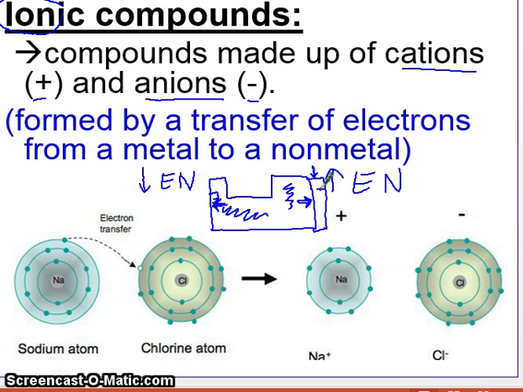And so the picture you see here is sodium. Sodium will give up an electron because it doesn't want electrons. Chlorine, which is a nonmetal, will accept that electron. There'll be a transfer of electrons from the metal to the nonmetal. The metal then becomes positive. The nonmetal becomes negative. And what happens is these two then bond together to form an ionic compound. This ionic compound will be called sodium chloride, and we will learn how to name these.